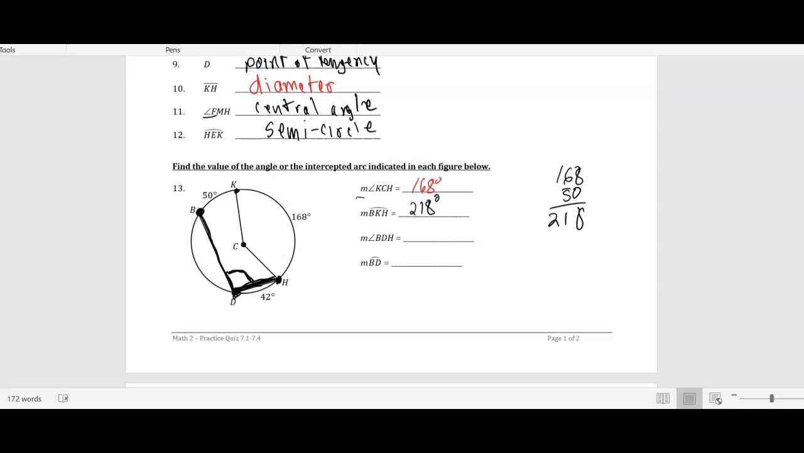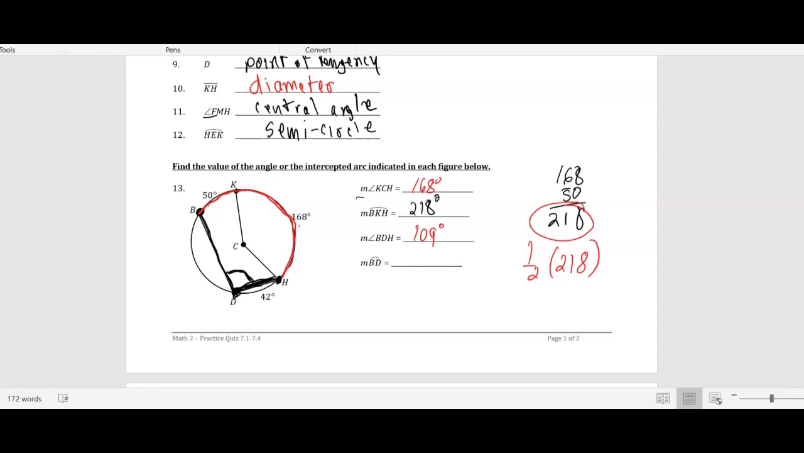The degree measure of an inscribed angle, look at the arc that we are creating here with that angle. That degree measure is always half of the intercepted arc. So 50, 168, we've already done that over here, it's 218. We would want 1/2 of 218. So that should be 109 degrees.